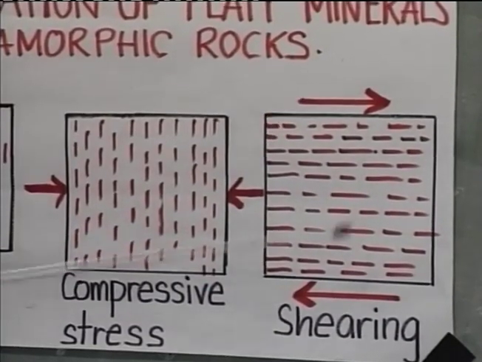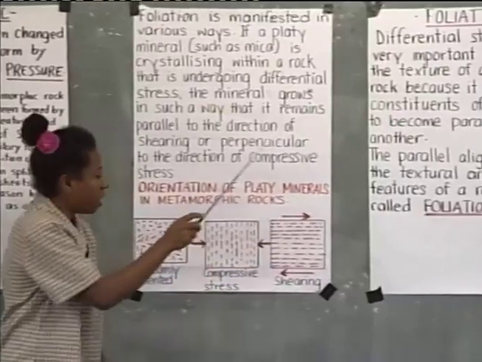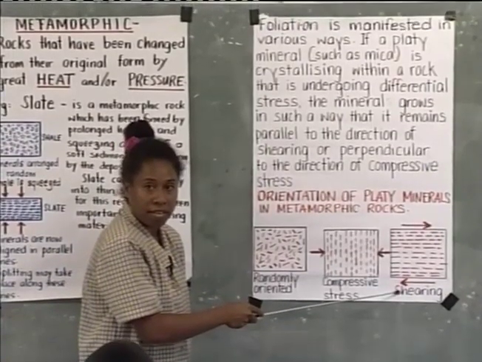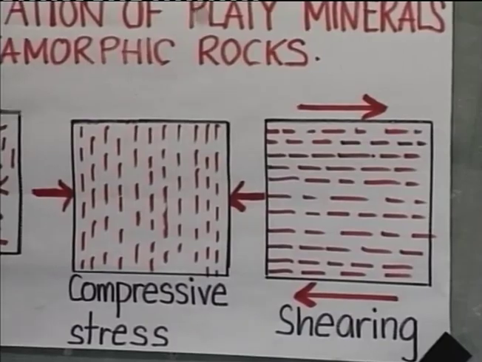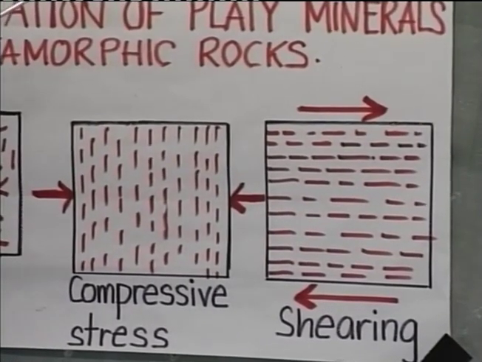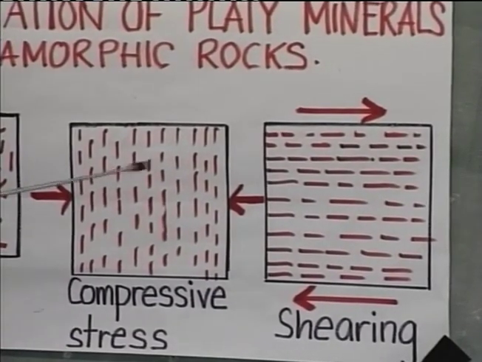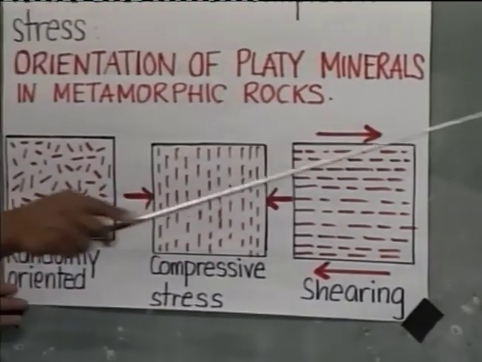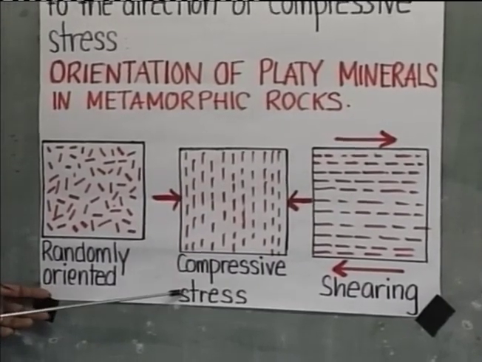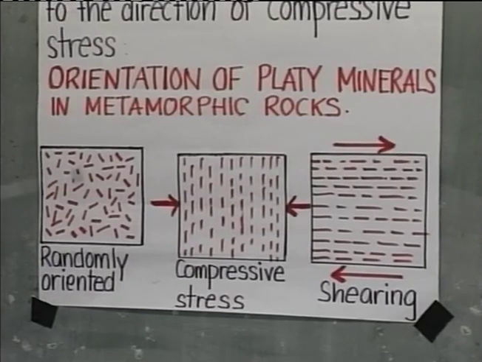So can you see the difference in terms of how the minerals are aligned, whether you have a compressive force or stress exerted, or shearing exerted? In shearing, you note, the particles will be parallel. And in compressive stress, the particles tend to be perpendicular to the force exerted. Perhaps these three diagrams might explain a little bit more on foliation, as well as how minerals are aligned when compressive stress is exerted on them, and how minerals are aligned when shearing occurs on them. And this is mainly to do with metamorphic rocks.